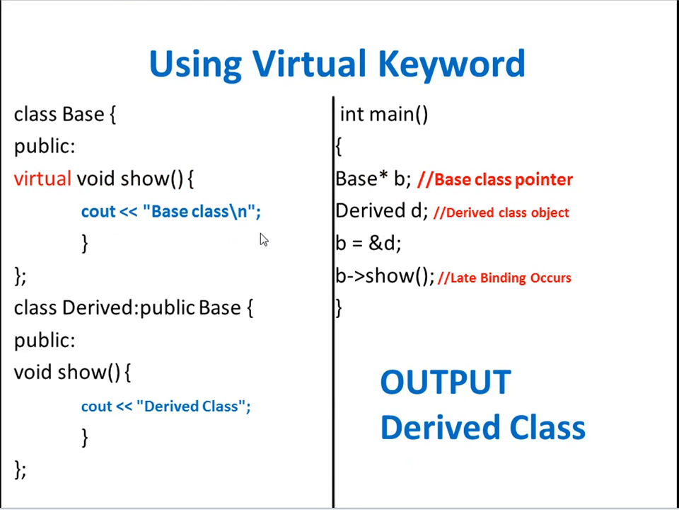And for the same code, we have just added the virtual keyword in front of the function, and all the code is the same as the previous. Only now runtime polymorphism happens, the proper or correct function is executed, and it gives the correct output, the derived class output.